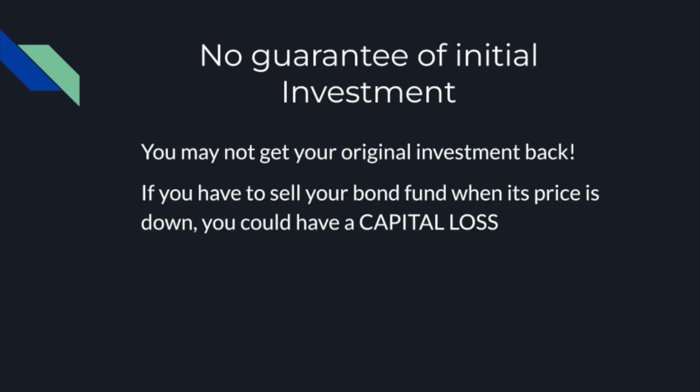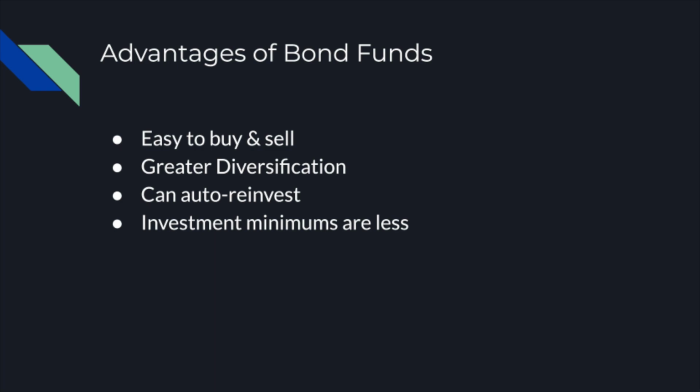And as I stated earlier, there is no guarantee that you're going to get your initial investment back with a bond fund. So with these individual bonds, you're definitely going to get your money back and the principal if it's a treasury. Now, if it's a corporate, once again, it could potentially default. What about some advantages to these bond funds? Here are a couple. It's very easy to buy and sell these things in your brokerage or your retirement accounts. Number 2, diversification. Number 3, mutual bond funds will allow you to auto reinvest. Next one, investment minimum is less with a bond fund.